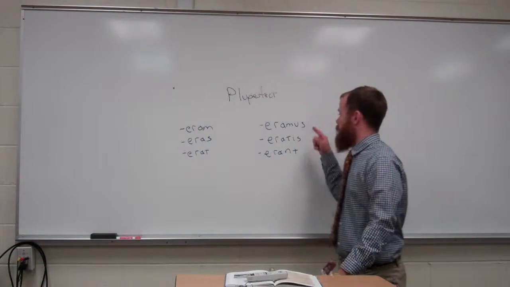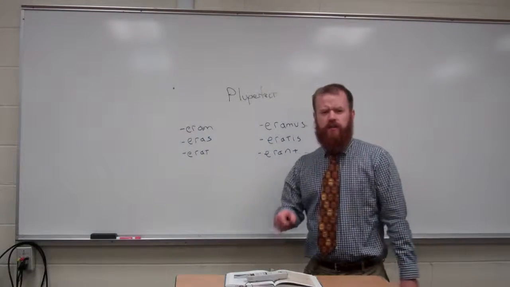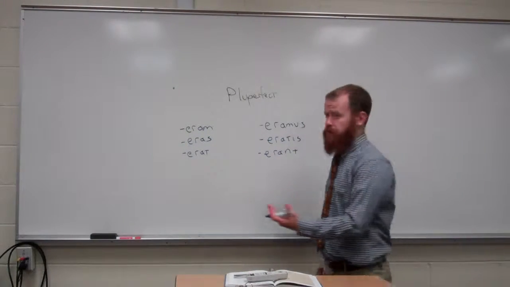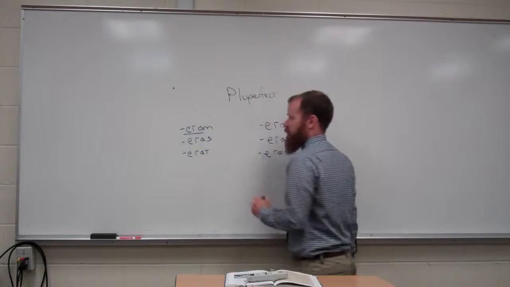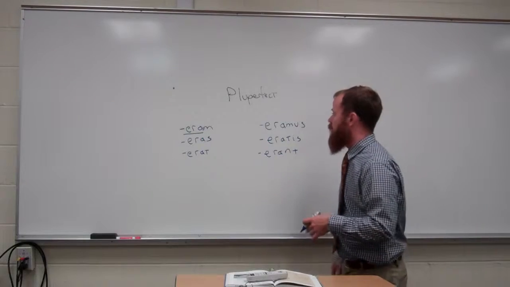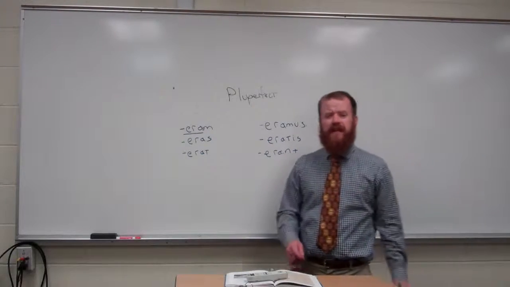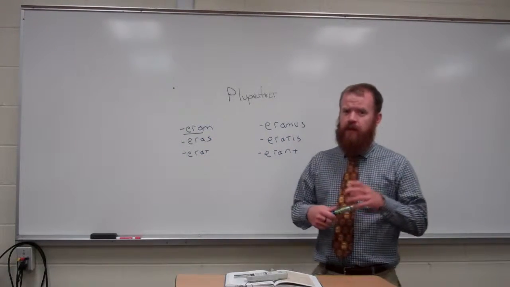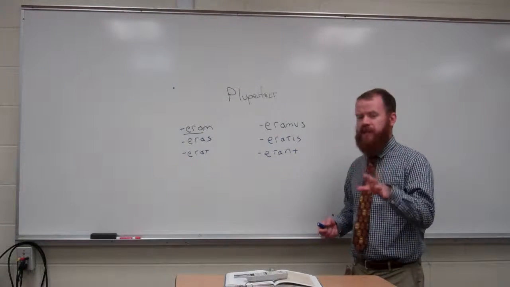Eram, eras, erat, eramus, eratis, erant. And you'll notice the big identifying mark of the pluperfect is this ERA. Just kind of like the BA is the identifying mark of the imperfect tense. Now, if you're looking at these, you're probably like, wait, I've seen those before, Mr. Carroll. So think for a second, where have we actually seen these?